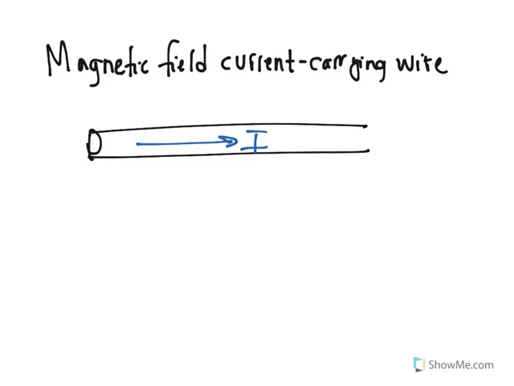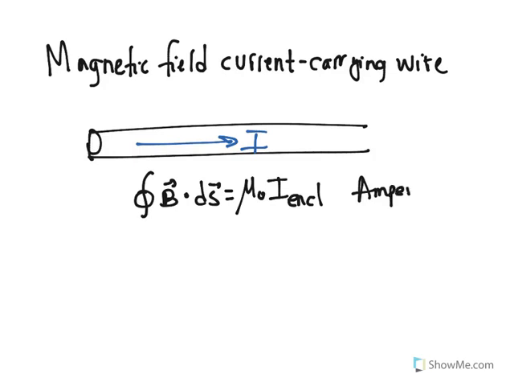Ampere's law will state, for instance, that the closed integral of B dot ds is going to be equal to mu 0, which is the permeability of free space, times the enclosed current. This is Ampere's law. And Ampere's law is going to be applicable for geometries that are very, very symmetric. It's like applying Gauss's law in electricity, but in this case to magnetism.